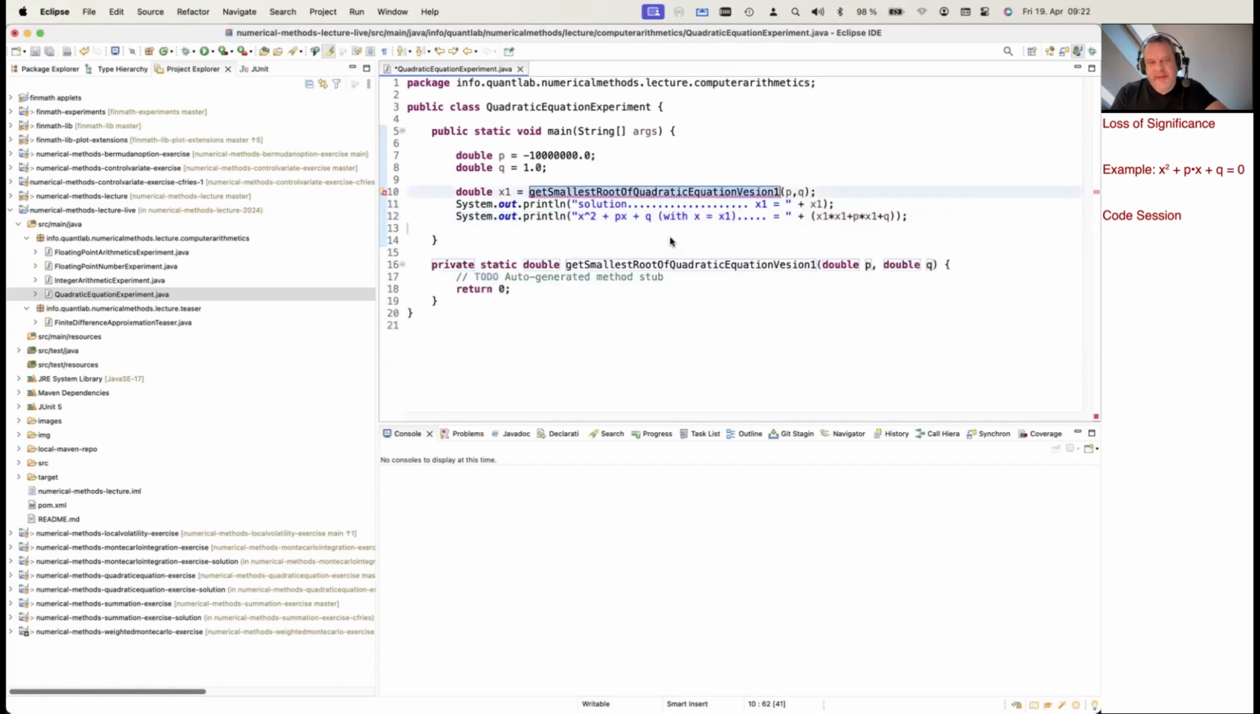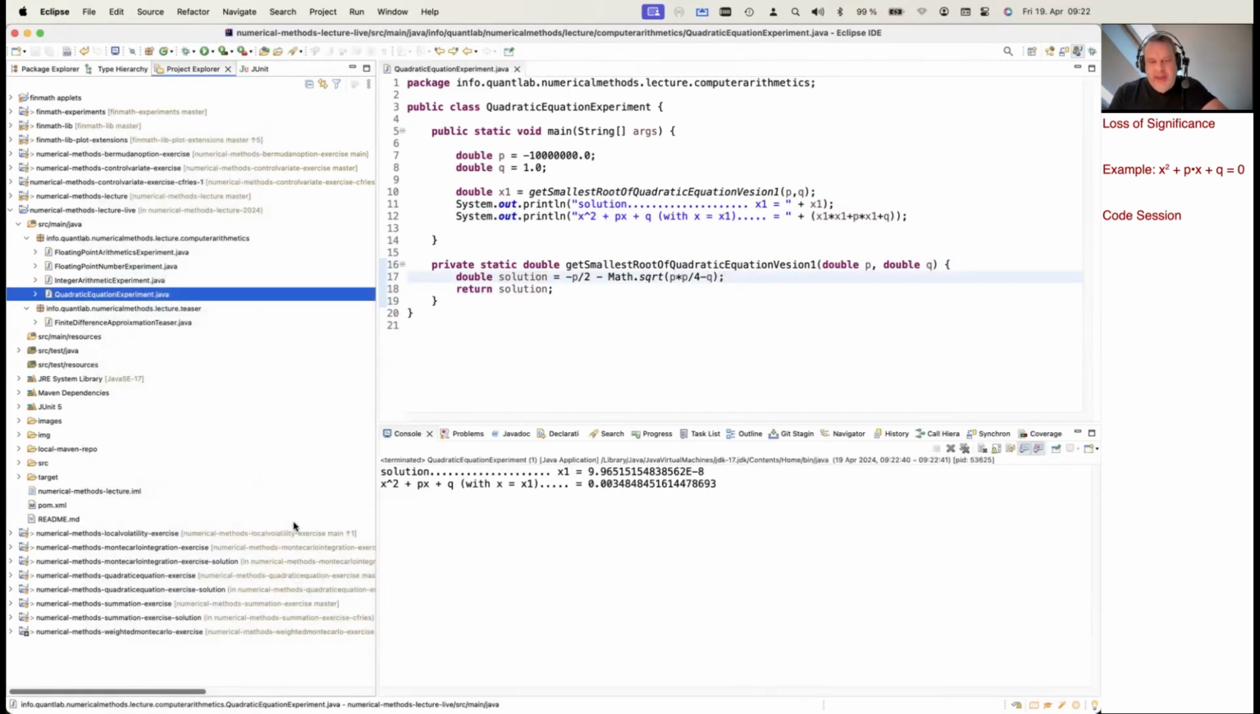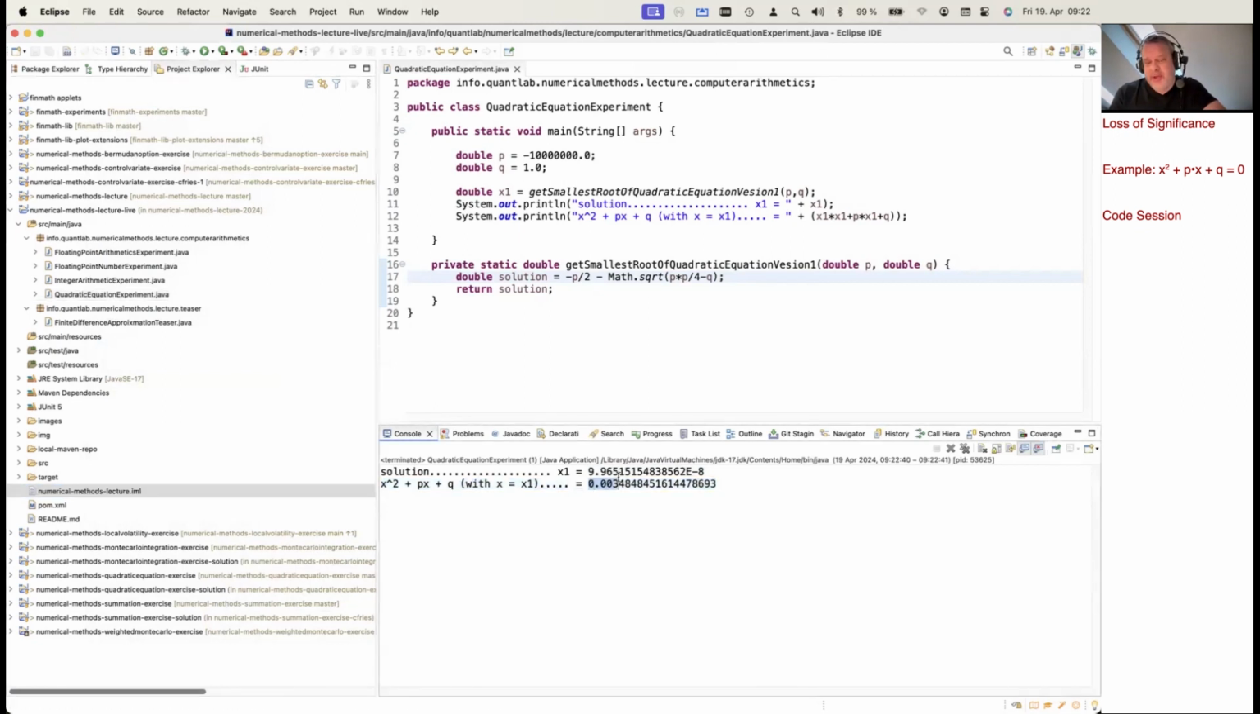So let's implement here my formula for the p and q. So this is minus p divided by 2 minus square root p times p divided by 4 minus q. So let's keep fingers crossed that this code is correct. Run it. Okay, and I get the solution x1. Now, it's a fairly small number, 10 to the minus 8. But if you make your check, you see, actually, it's not a solution. And the error is quite huge. You missed the 0 by quite a lot here.